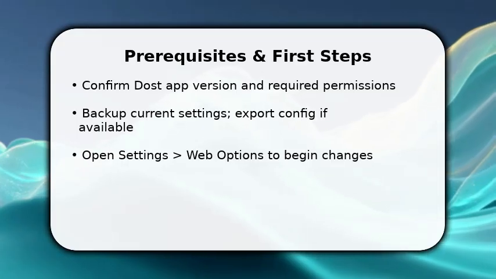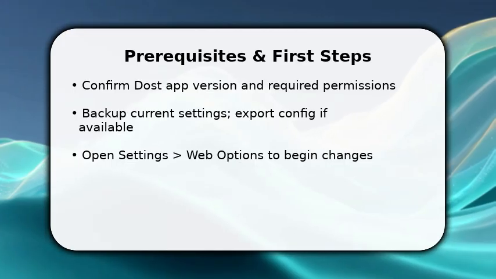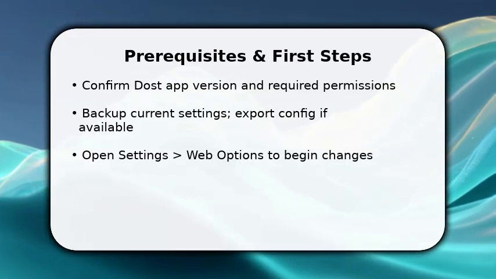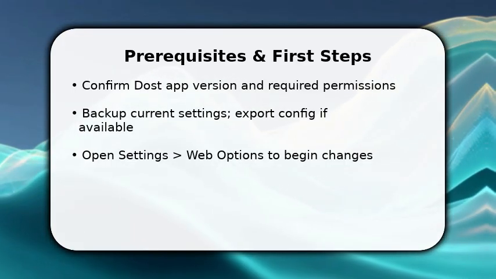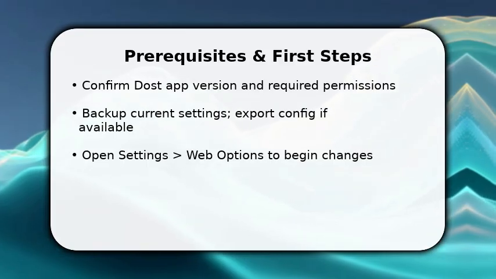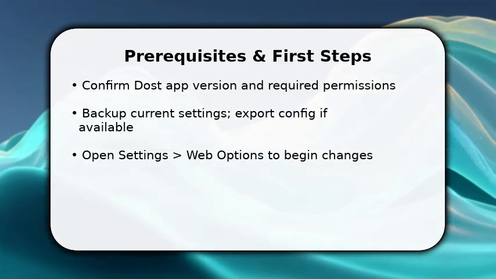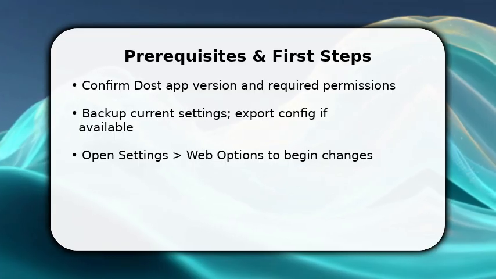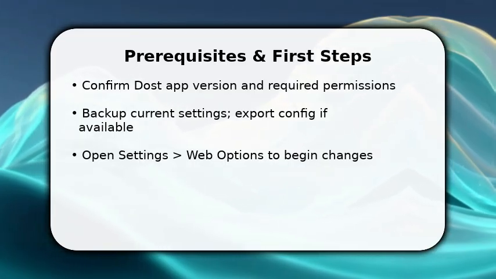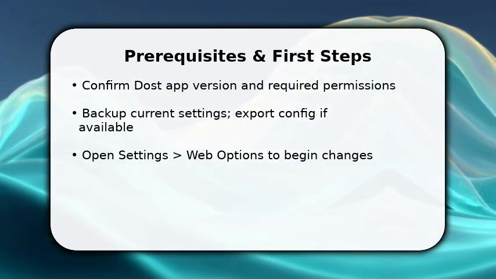You start by confirming the Dost app version and granting any network and storage permissions it needs. Once done, make a quick backup of your current settings by exporting the configuration or taking screenshots, because you will revert if needed. Now open the app and navigate to Settings, then tap Web Options.